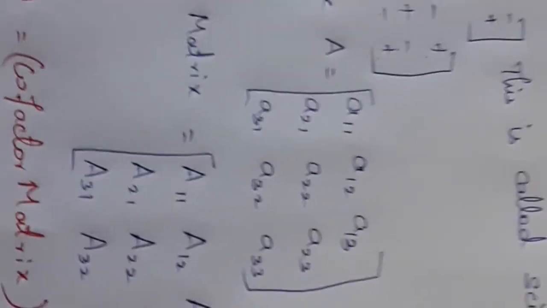Okay, so now the second subtopic, the cofactor, is already over. Now we are moving to the third subtopic. The third subtopic is the adjoint of A.